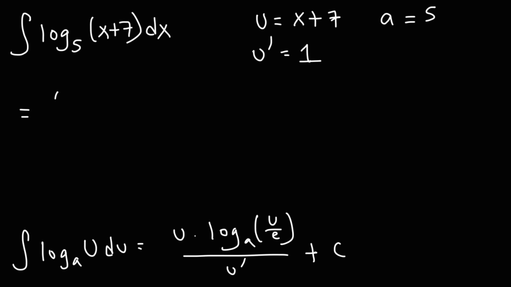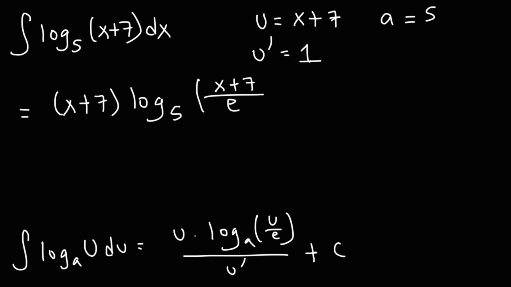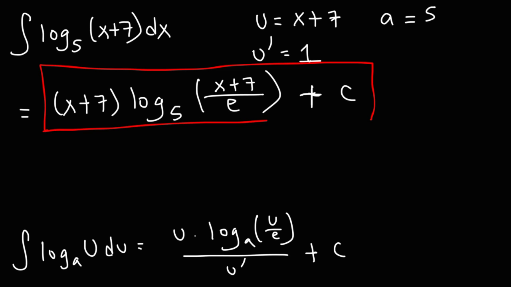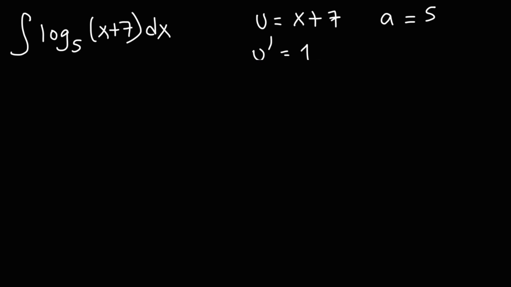So using the formula, it's u, x plus 7, times log base a, that's log base 5, and then u over e, so x plus 7 divided by e, divided by u prime, which is 1, so no need to write that, and then plus c. So this is the answer. So what we're going to do is show the work to go from the original problem to the answer in that form. So let's begin. Feel free to do that as well. Go ahead and pause the video and try that.